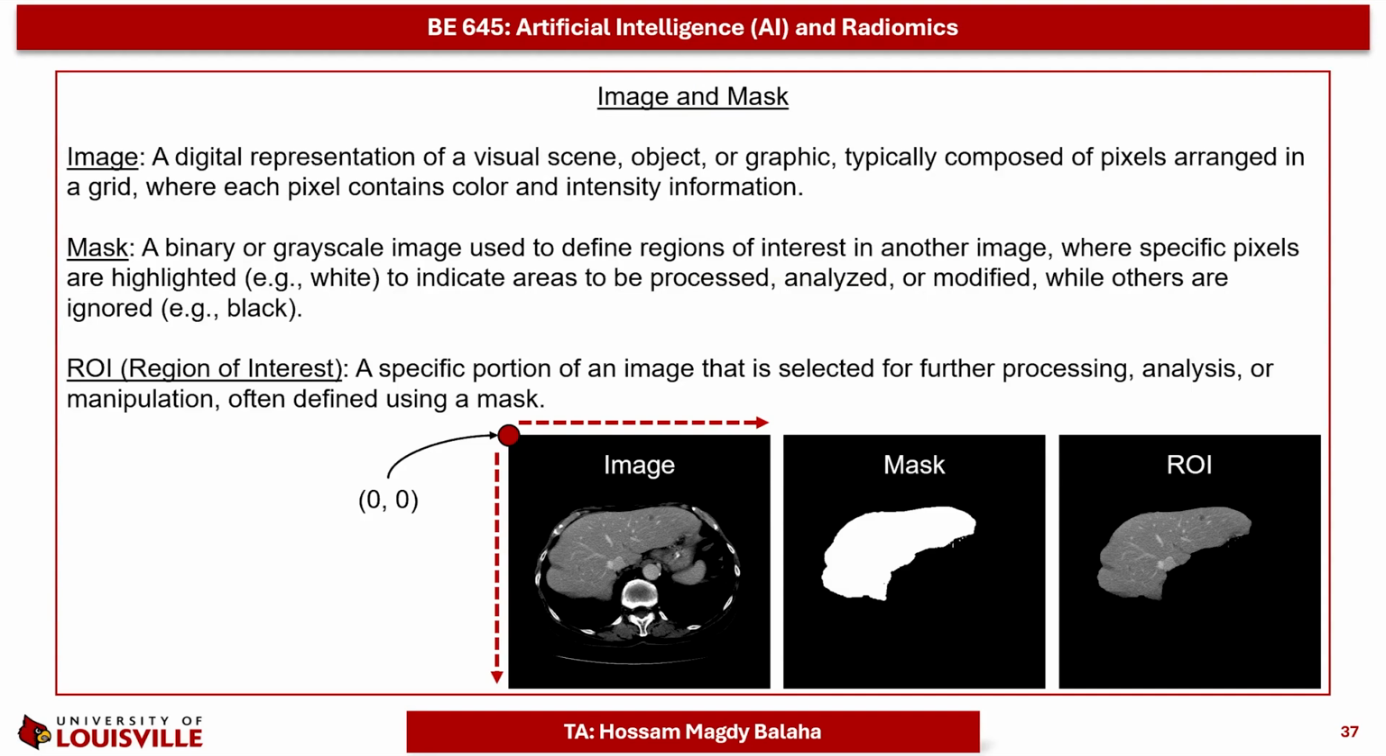We covered different modalities, as we mentioned, CT, MRI, and ultrasound, and in each of them we can retrieve images or videos. A video is a set of images or a set of frames. So the main concept here is an image or a frame. An image here is a digital representation of a visual scene, object, or graphic, and an image consists of pixels arranged in a grid. And a grid here means we have something like a table, where each pixel or cell in that grid contains color and intensity information.